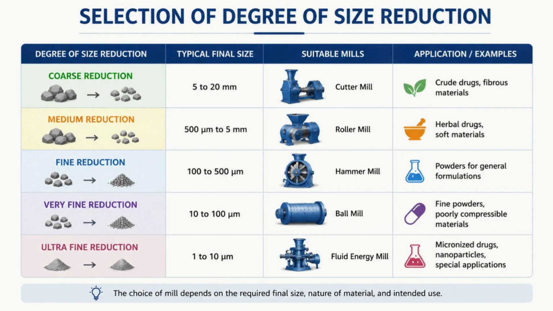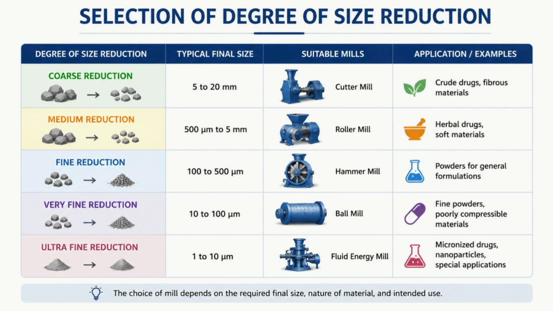In medium reduction, the particles become smaller than in coarse reduction. The roller mill works on the compression principle. This stage is useful for soft materials and herbal drugs. The process produces moderately fine particles suitable for further processing. Heat generation is less in roller mills, so that's why we prefer the roller mill. Pharmacy example is crushing herbal materials before tablet preparations.